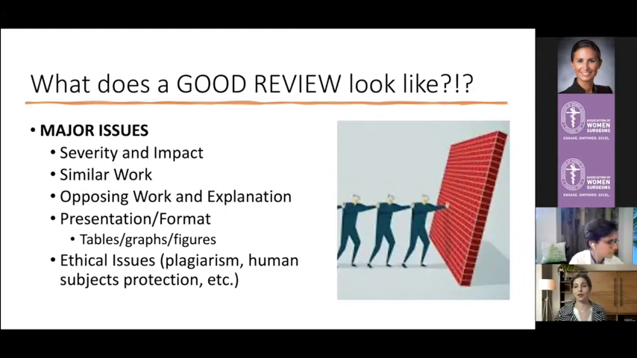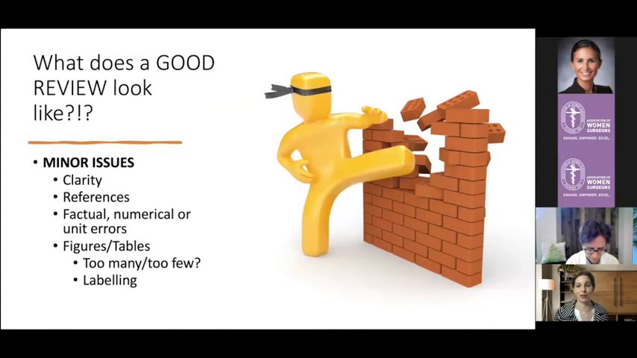Presentation and format. Is this something where this is a completely unreadable article? Like a good review, a good manuscript has a very specific way of being presented. And there's a general way, and then there's a journal specific way. And if the article does not fit those criteria, then this is a place to mention that. And then ethical issues, sort of your fatal flaws. Plagiarism, human subjects protection issues, lack of IRB approval, things like that can be mentioned in the major issues. And so those are the major things you want to hit on before you move to some of the more minor things that can be easily knocked out.